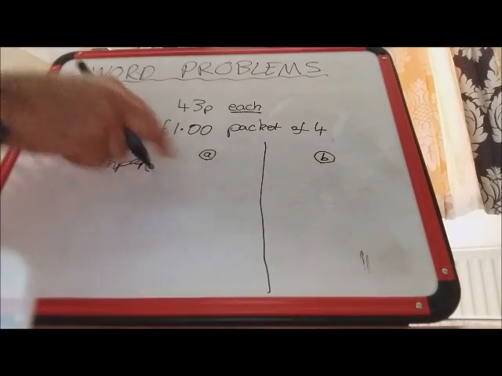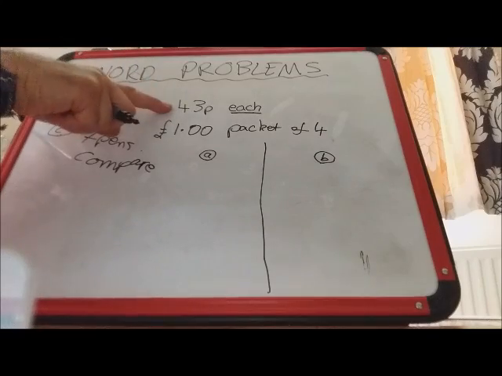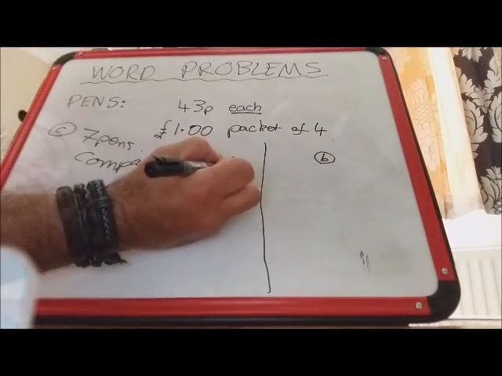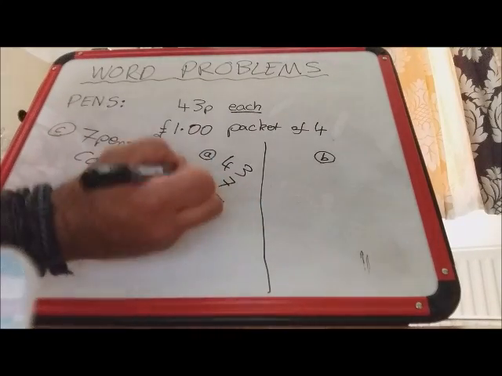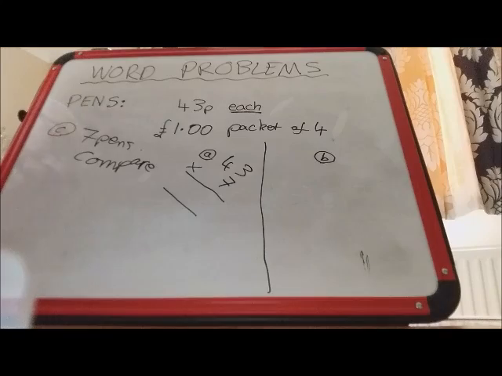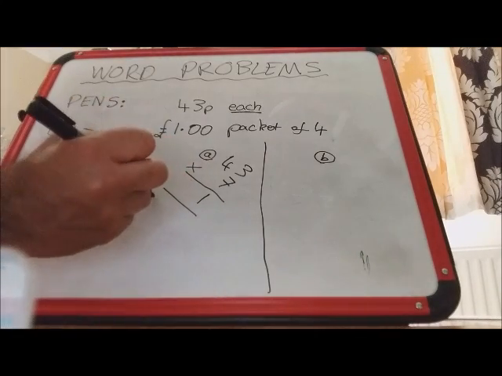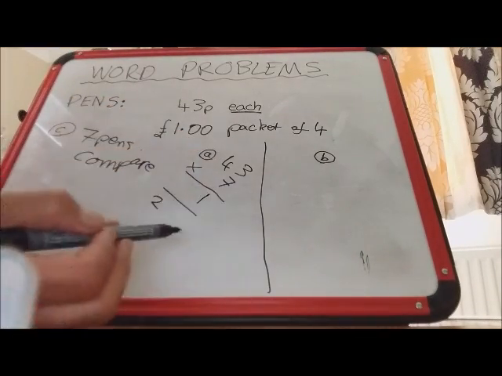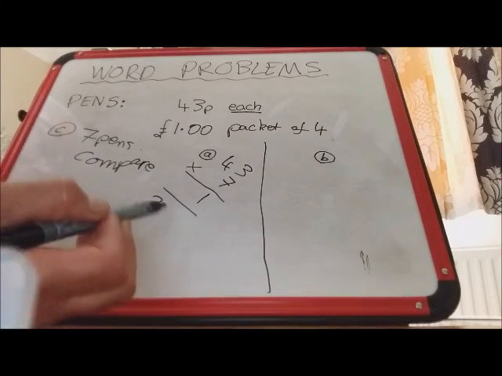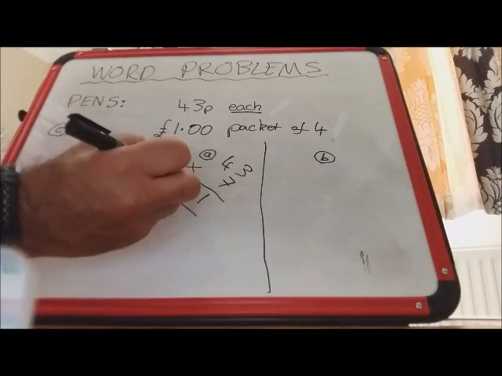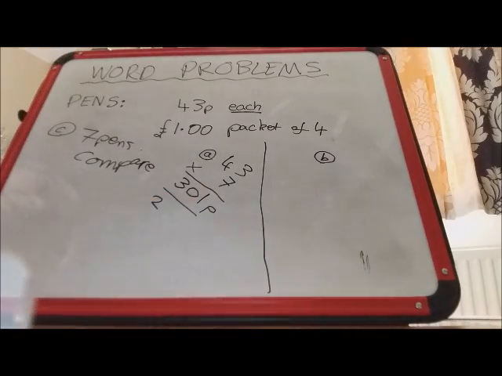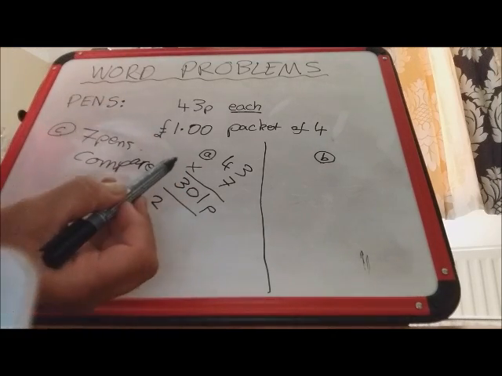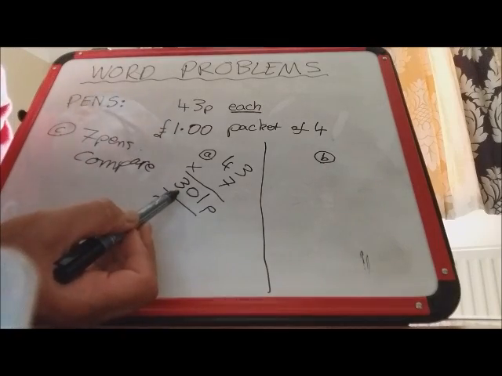Method A would be if you bought 7 individual pens at 43 pence each. 43 times 7. Now I know that this is not going to be the cheapest, but that's the whole point. They want you to compare. 7 3s are 21, carry 2. 7 times 4 is 28, plus 2 is 30. So 301. I'll keep it in pence, because that's the way I like to do it. So method A, if you buy 7 individual pens, will cost you 301 pence.